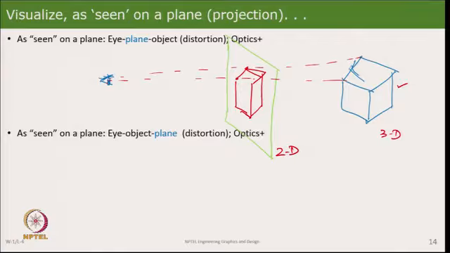So, when you look with the eye, yes, there is distortion, but basically what it is doing is very basic optics that we have learnt in school.